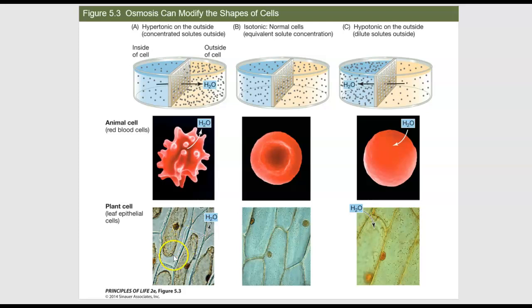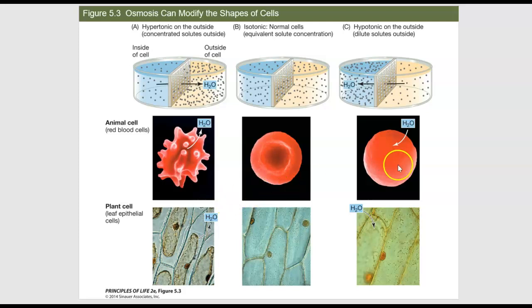Same thing with the plant. Notice that this right here is the cell wall, and here's the cell membrane inside here. So the cell membrane is actually shrinking away from its cell wall for plants.